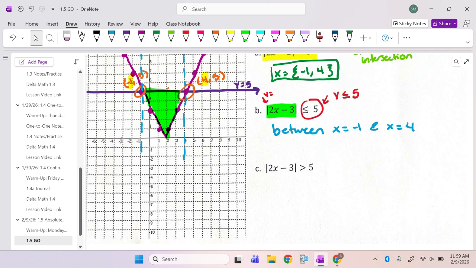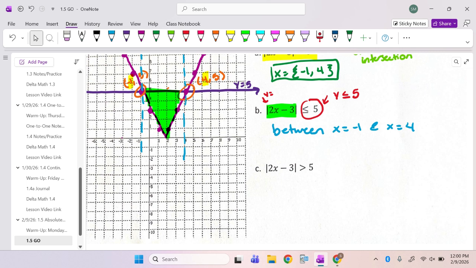Okay, so let's just say we were doing domain. Okay. And I said my domain is between negative 1 and 4. How would I write that with brackets or parentheses? First off, is it less than or equal to, or just less than? Less than or equal to. So do I use brackets or parentheses? Brackets. So what would it look like? Negative 1 to 4. Now, that's an interval notation, but typically if we're solving inequalities, I want an inequality notation.